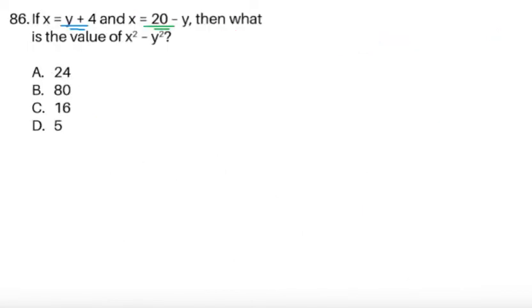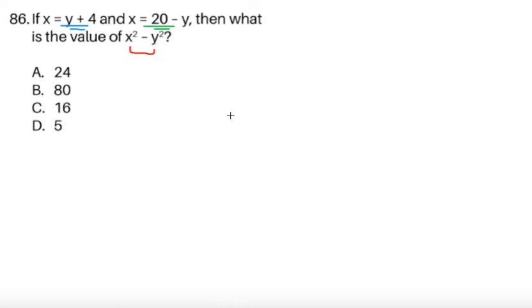Item 86. If x equals y plus 4 and x equals 20 minus y, then what is the value of x squared minus y squared? Now it's very obvious already. Well, x squared minus y squared appeared in one of the previous parts. So we know the trick that x squared minus y squared can be factored, because it's a difference of two squares. Now we can rewrite the blue and the green equations.